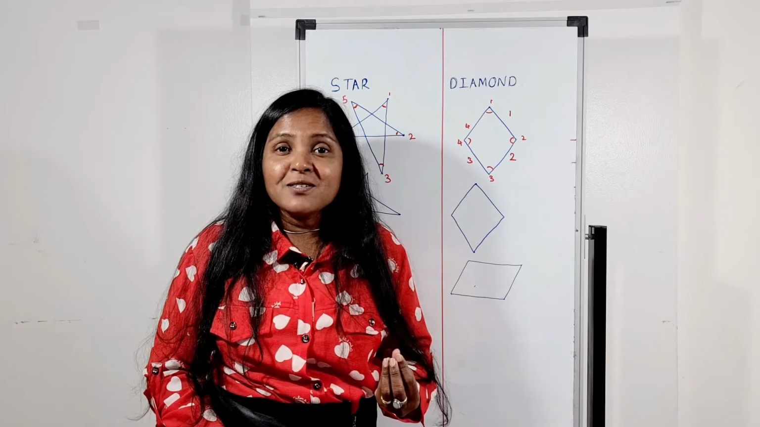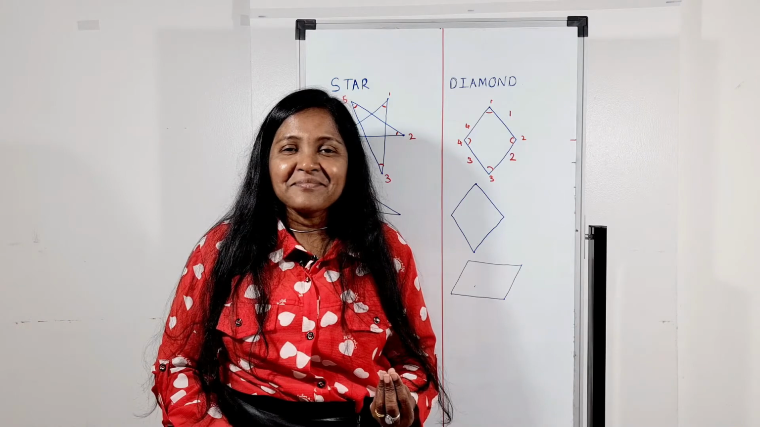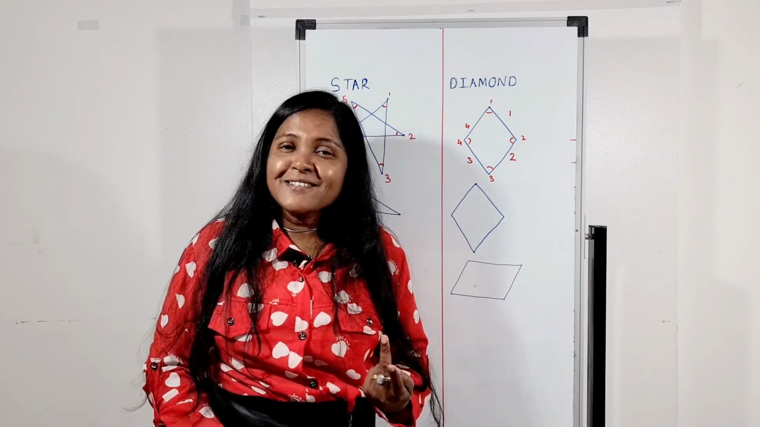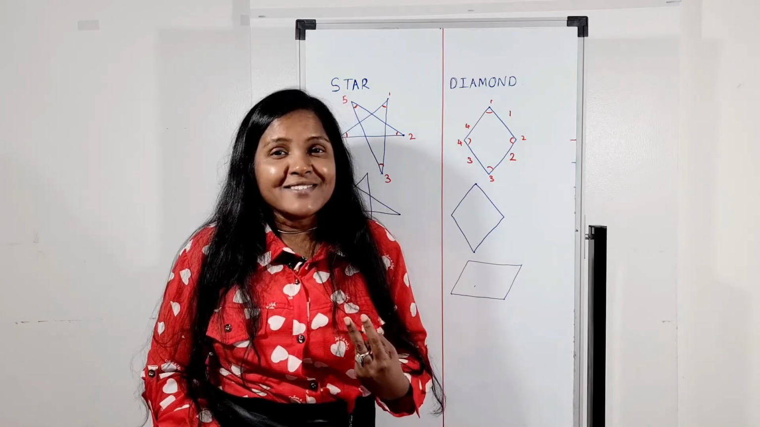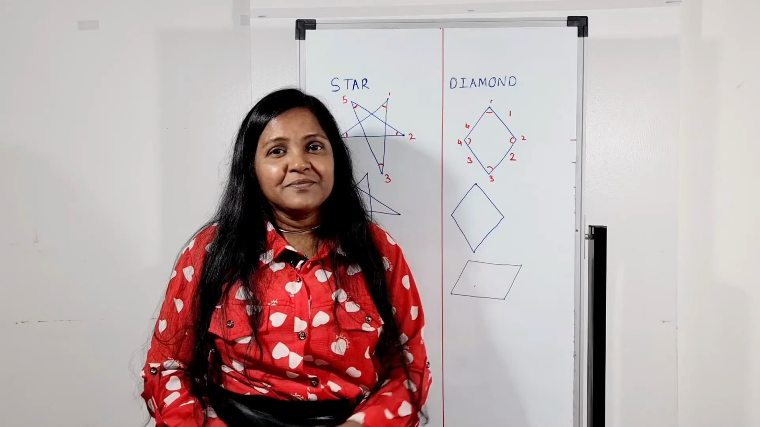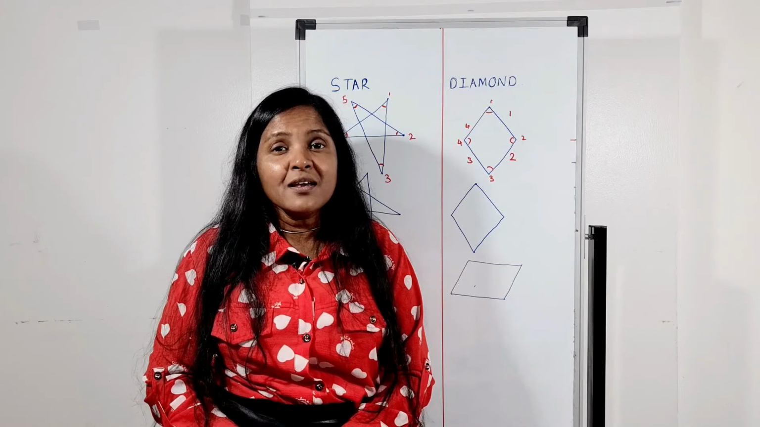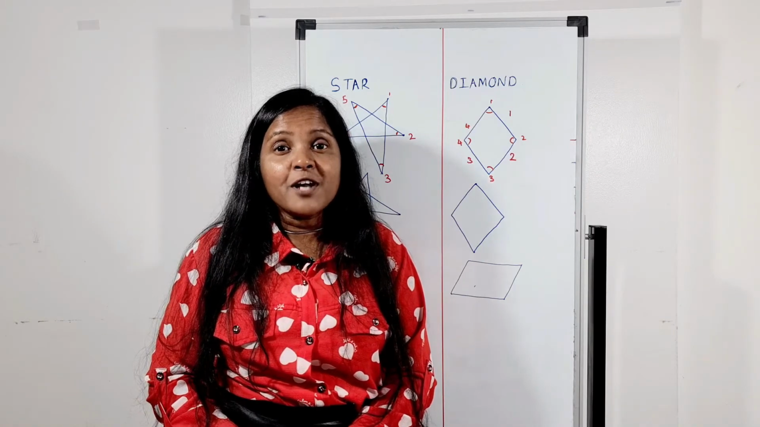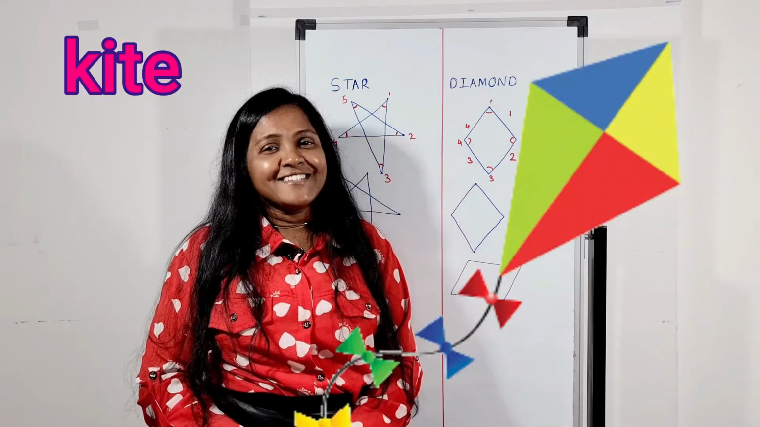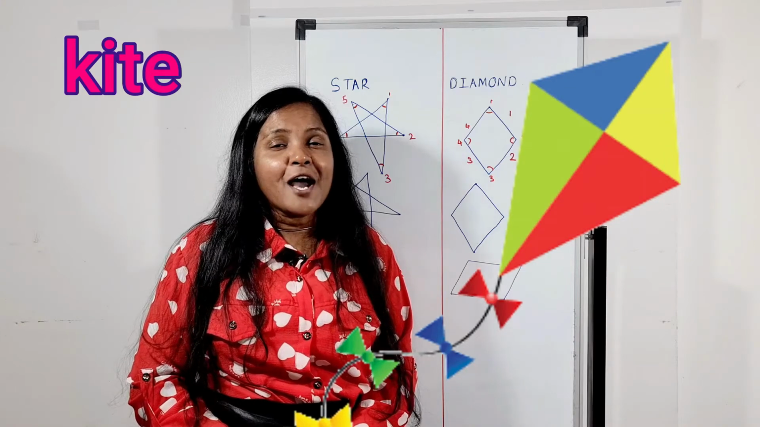Actually, the diamond is a precious stone. We use diamond to make necklaces and rings. Also, we can make earrings. Now, let's see what examples we can see for diamond shape. Number 1, do you all know most of the kites are made in diamond shape?